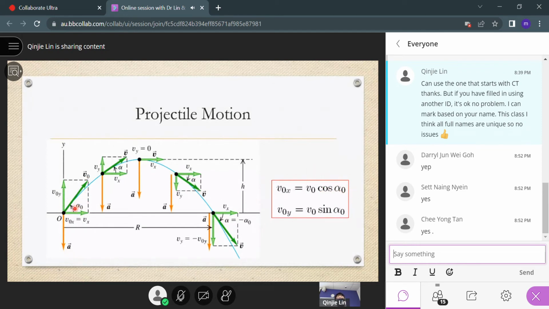Because you see, cosine alpha naught is equal to what? It is this one over this one, right? Adjacent over hypotenuse. So if you want to find the adjacent, it's actually just the hypotenuse multiplied by cosine alpha naught. So you get v naught x. Then same thing for v naught y. Usually if x is cosine, y will be sine. Usually it's like that, because it's a trigo, it's a triangle. So following the trigo, you are going to get this. So we are just writing in terms of the initial velocity.